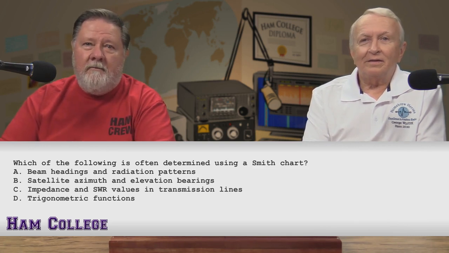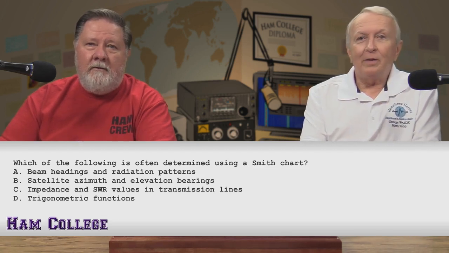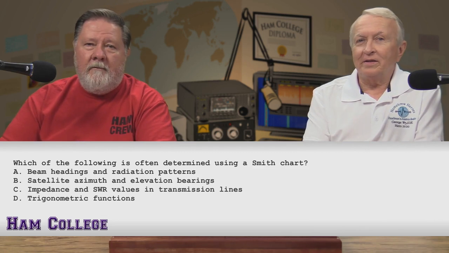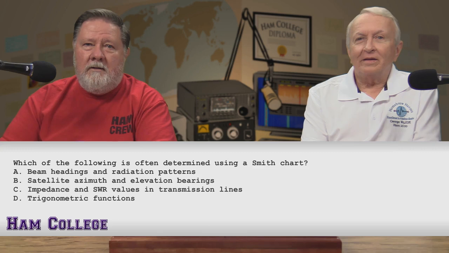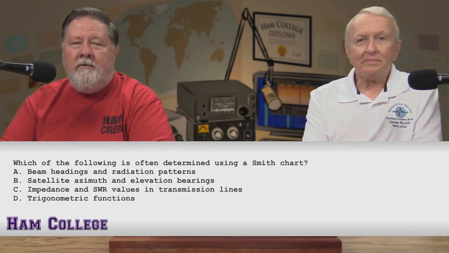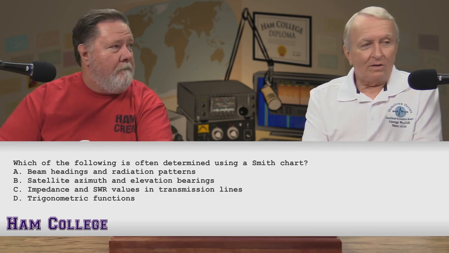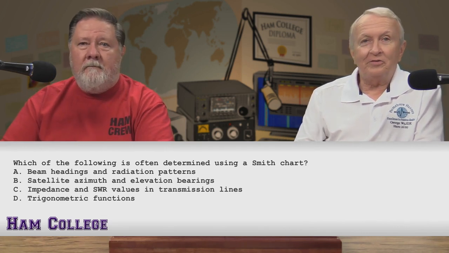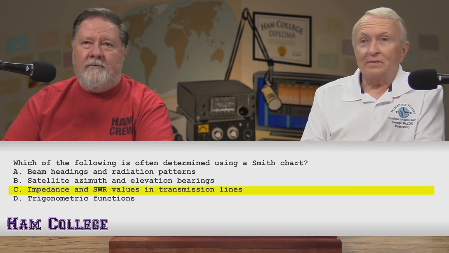It's not D because I can't even say it. Yeah. I'm not sure there is such a thing as D. No. So, C, impedance and SWR values. That sounds plausible. B, satellite azimuth. No. A, beam headings. Nope. The only logical answer up there is C. It's got to be C. All of us are agreeing with you. It is C. These are not so hard after all. So far. Yeah.